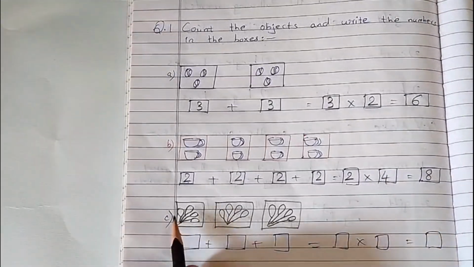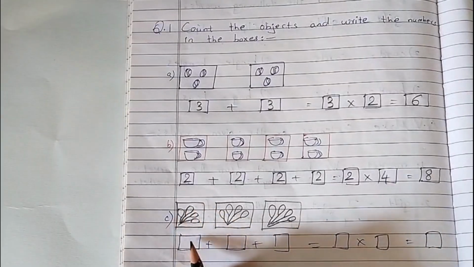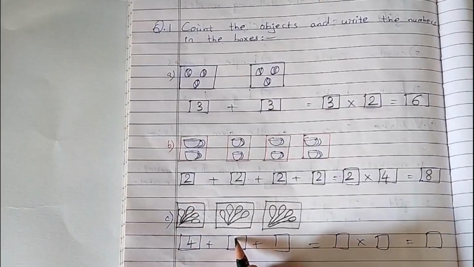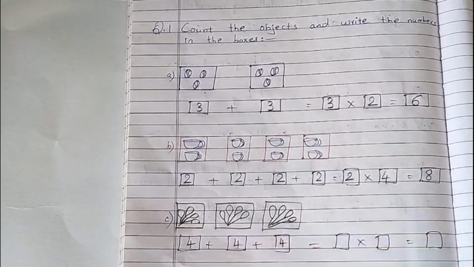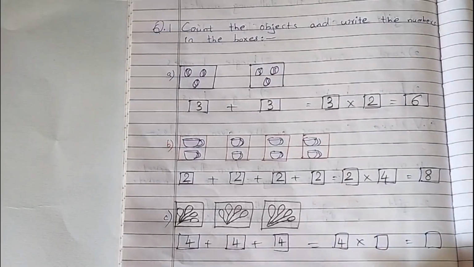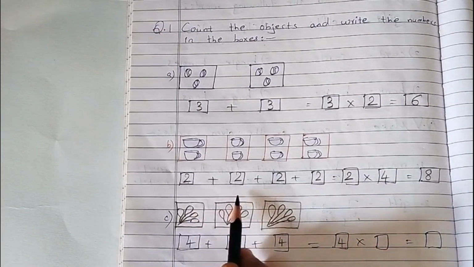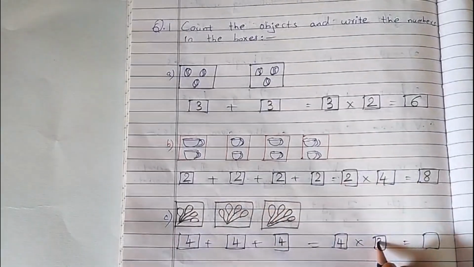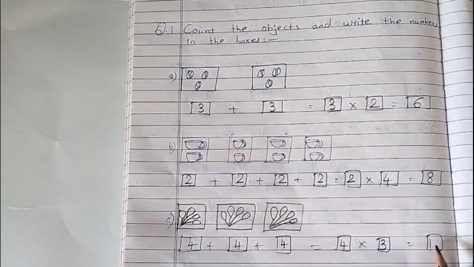Next, balloons. In one group there are 4 balloons. 4 plus 4 plus 4. So 4 balloons in one group. Total how many groups are there? 1, 2 and 3. So 4 threes are 12.